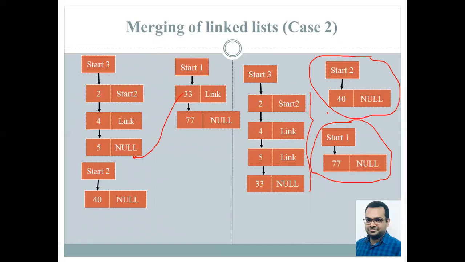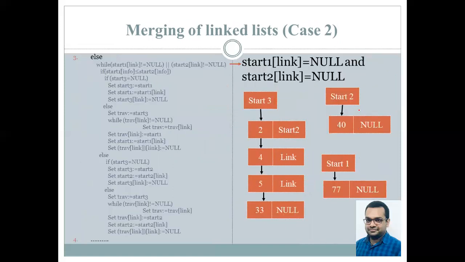Also, now you can see start2's node, that is the node with the value 40, is lesser than the value inside the other node. So first we will have to add this node at the end of the linked list, and then we have to add this node at its end. So we'll see how our program accomplishes that. As I've already told you, both of these are going to be null, and therefore the while loop will no longer be executed.